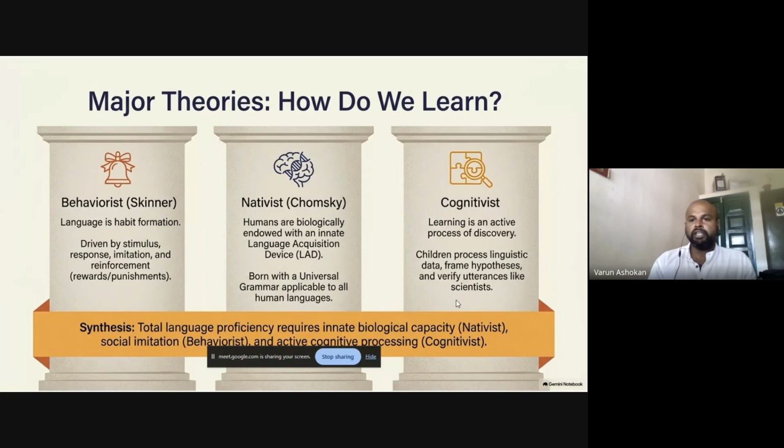And also there is a cognitive theory, which is an important theory for language learning. Cognitive theory includes Piaget's theory. Particularly, he speaks about how concepts are developed before language develops. We all know he speaks about the sensory motor stage, pre-operational stage, concrete operational stage, and formal operational stage.